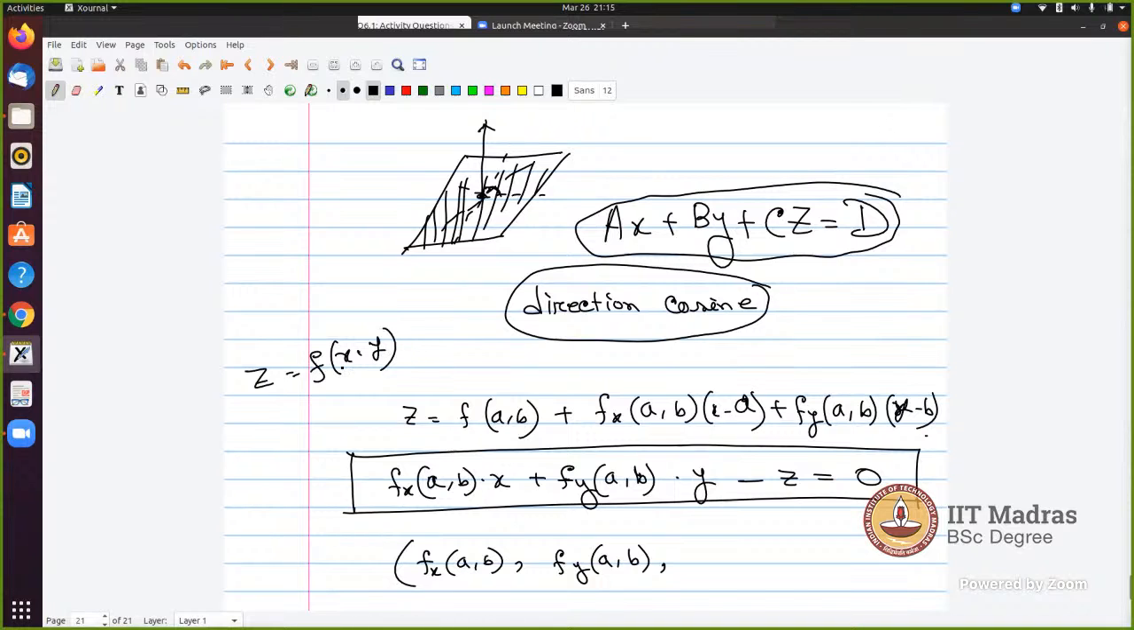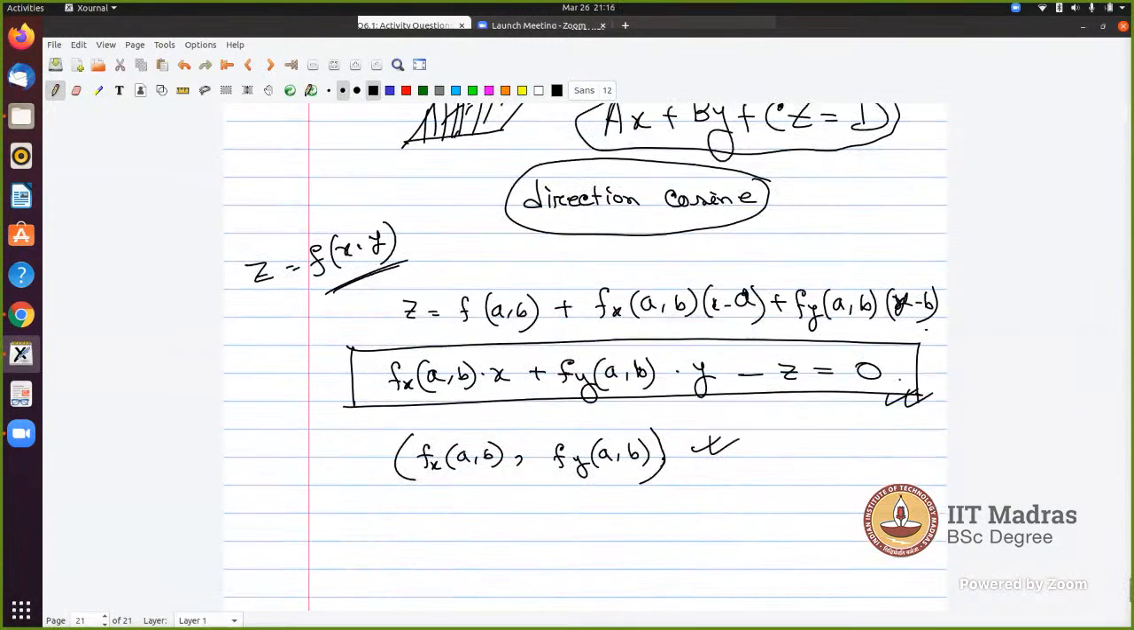This is your function, z equal to f(x,y), right? And what is your gradient vector? That has only these two dimensions. This is the gradient vector, right? Now we want to show that this vector is perpendicular to this plane, right? So now what are you doing?